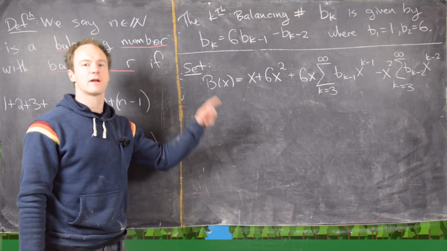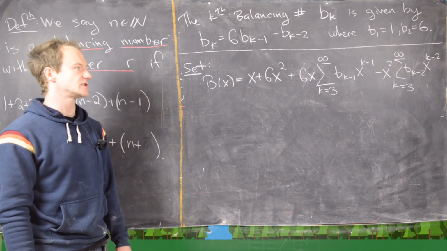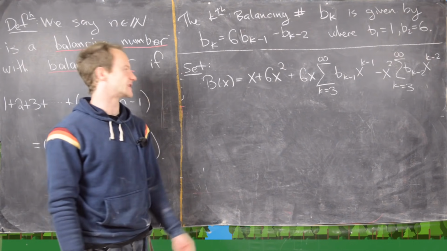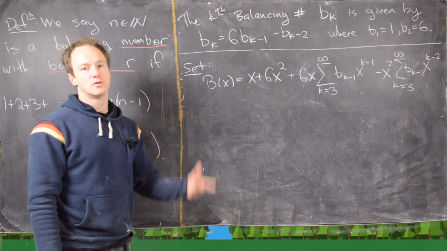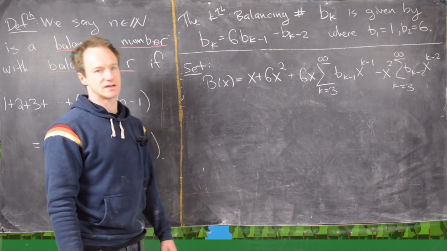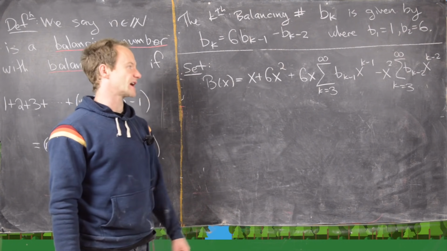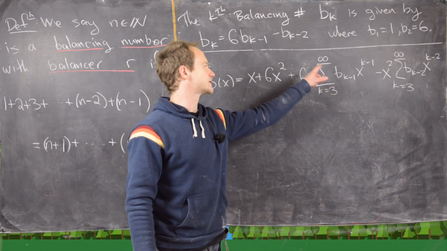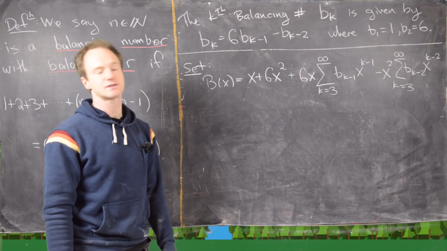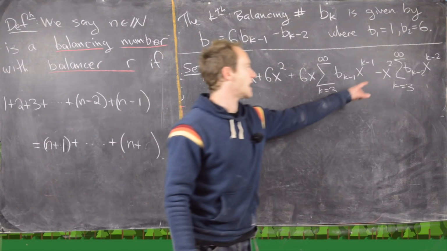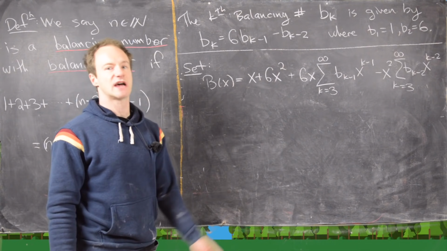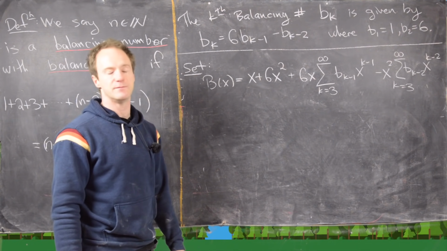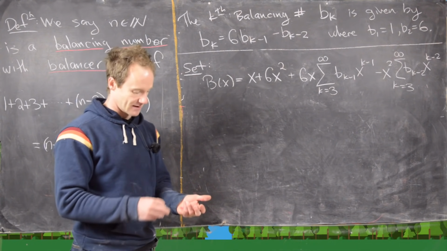Okay, so I've brought my previous step to the top, and I've also factored some x's and x squareds out. So we have b of x, which is our generating function for these balancing numbers, is given by x plus 6x squared plus 6x times this sum, k equals 3 to infinity of b_{k-1} x to the k minus 1, and then minus x squared times the sum k equals 3 to infinity of b_{k-2} x to the k minus 2.